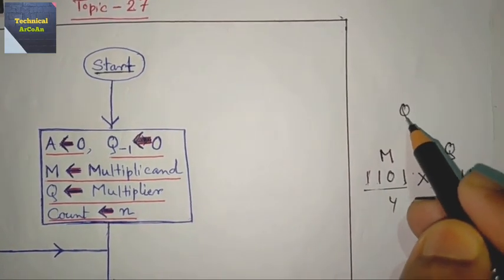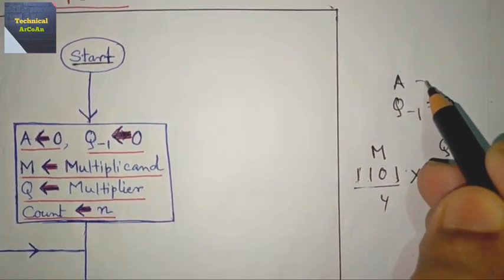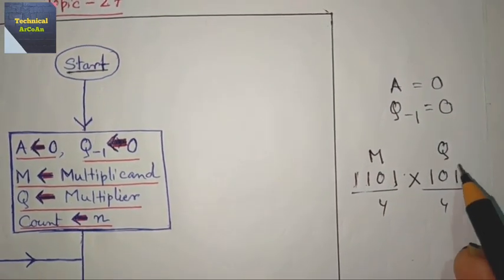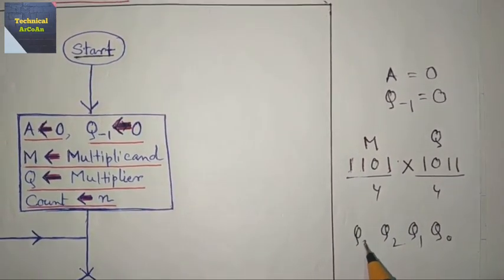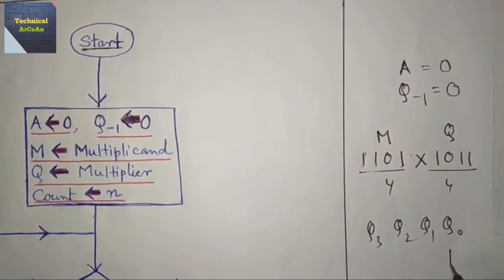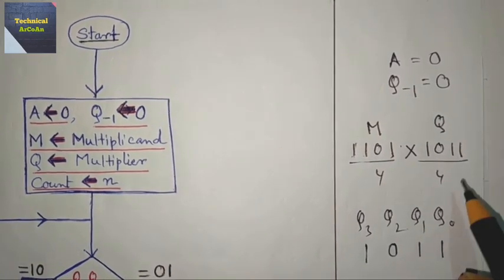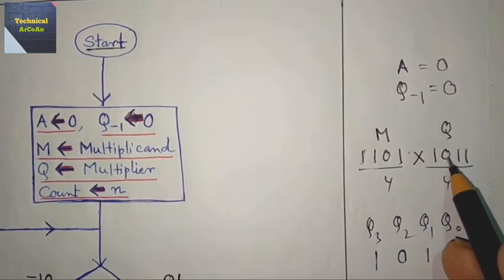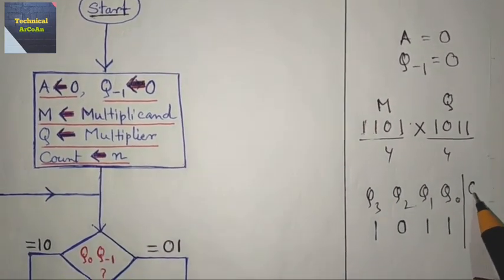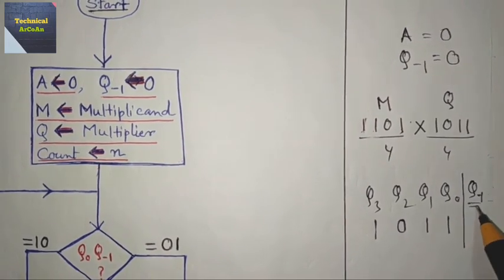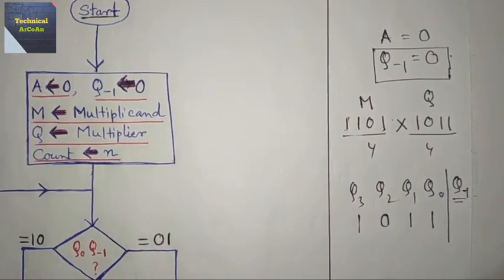At first you should assign Q suffix minus 1 equal to 0 and A equal to 0, right? And also remember, as far as Q is concerned, suppose there are Q0, Q1, Q2 and Q3. This part is your Q0, this part your Q1, this part your Q2 and this part your Q3. In that way it is defined. And after Q0 comes Q minus 1, and this Q minus 1 we are at first defining as 0. Now start the algorithm.